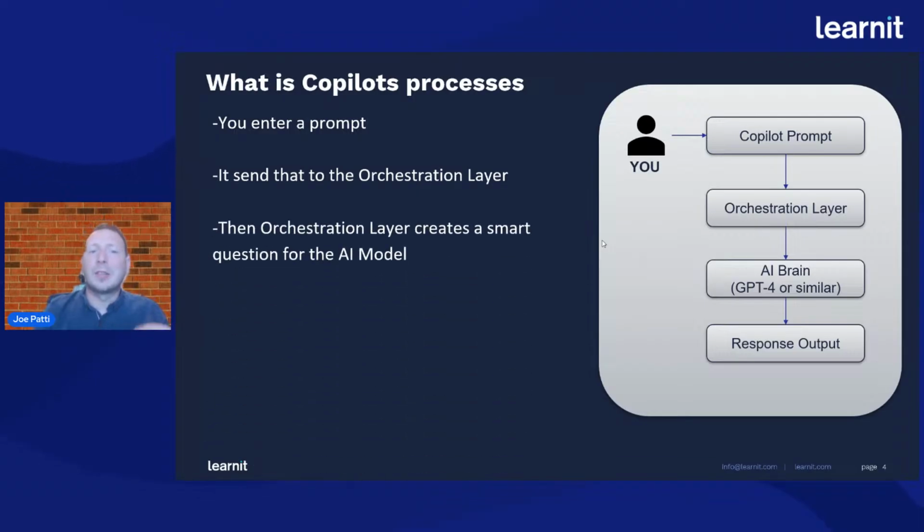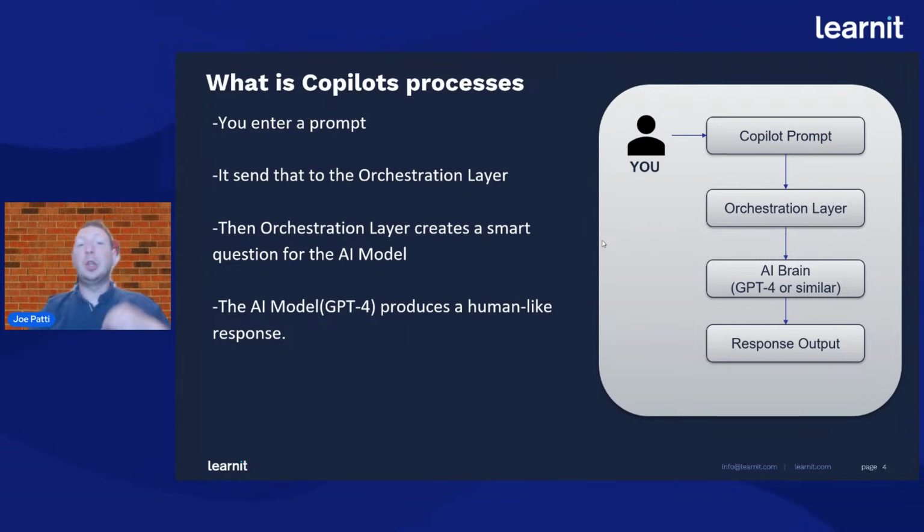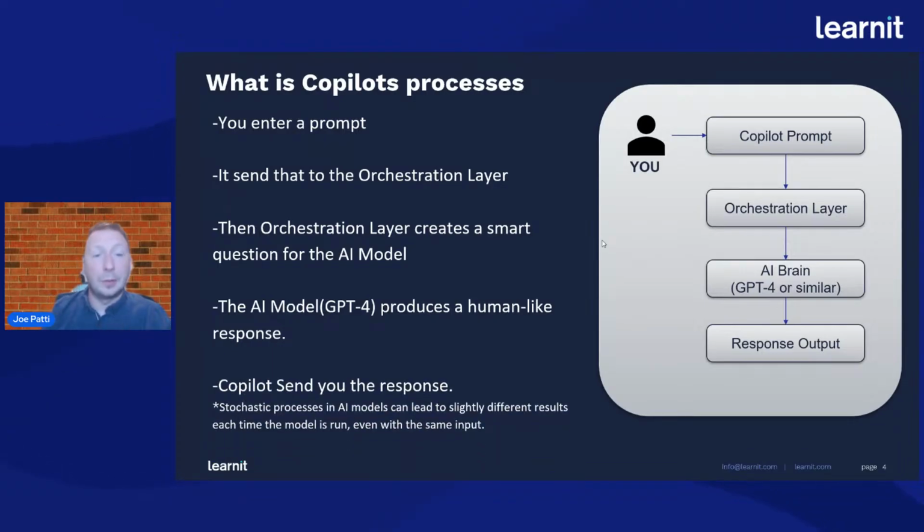So it turns it into like a smart question. Now, after it goes through the orchestration layer, it creates a smart question for the AI model, which is usually the brain, GPT-4 or something similar they utilize. It will then produce a human-like response. So it's using natural language, which I think is brilliant. We don't have to know coding to prompt this stuff. We could just speak normally and it will respond as though it is a human response. And of course, we'll then get back that response.